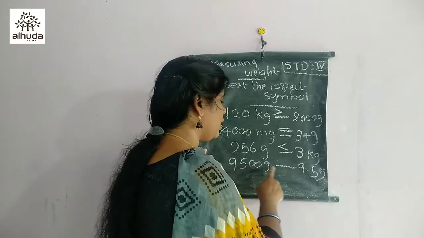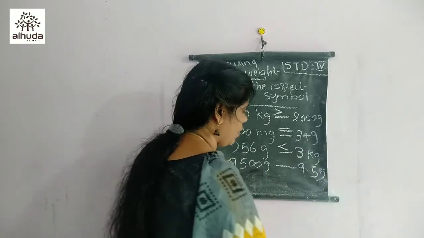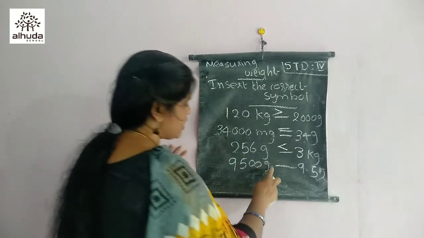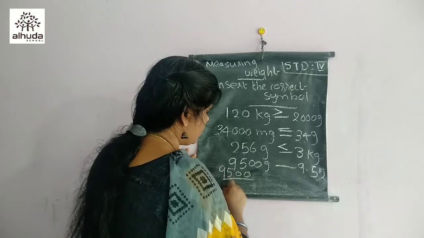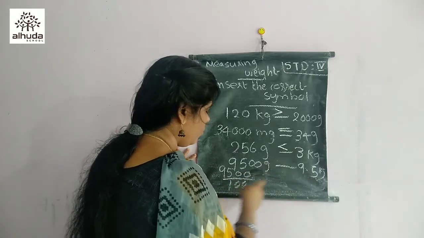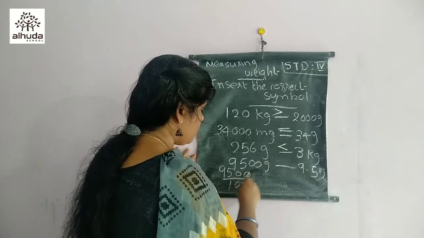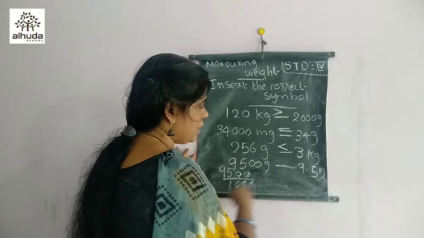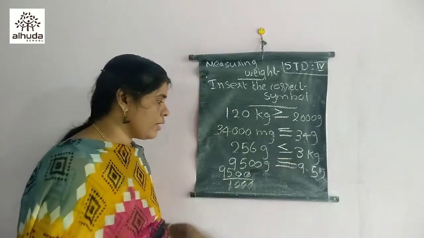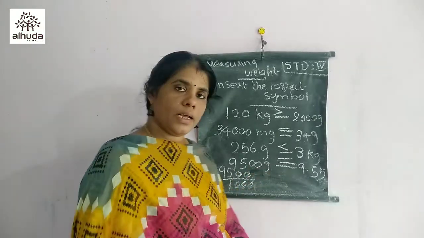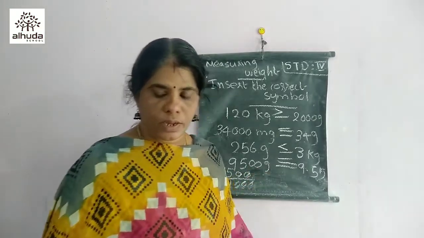Then 9,500 gram, 9.5 kilogram. So this 9,500 gram divided by 1000. Gram we are converting to kilogram. Then 95 by 10, that is 9.5. Yes, that is equals. 9.5 kilogram is equal to 9,500 gram. Equals will come there. Okay.